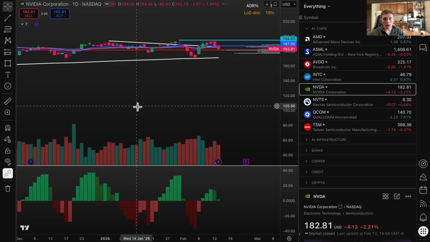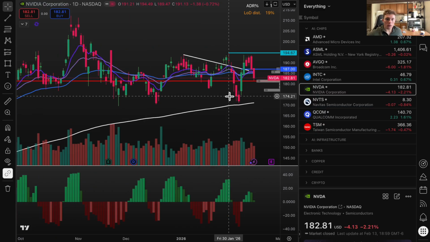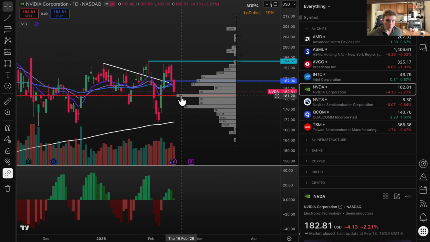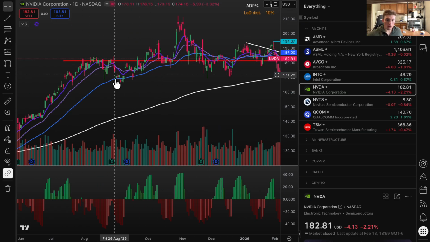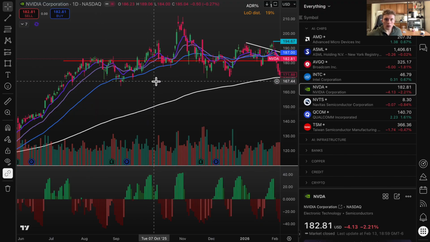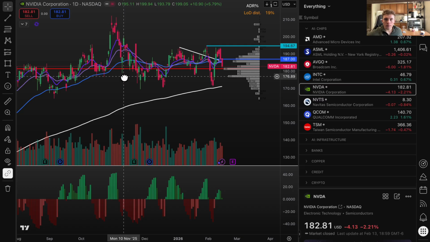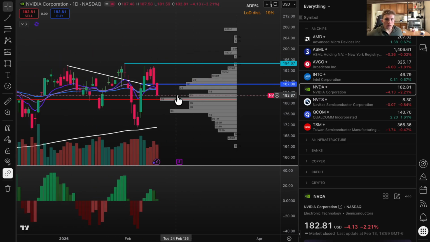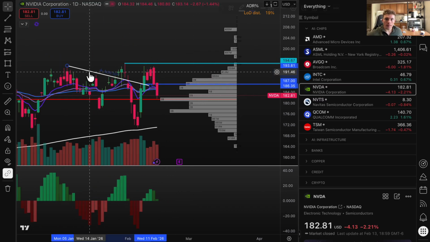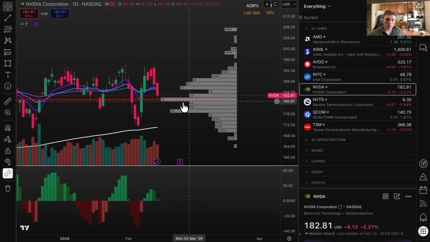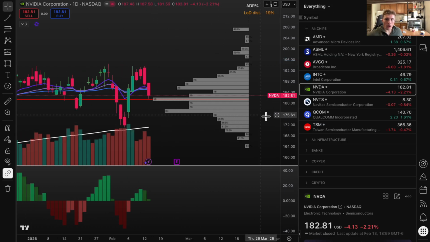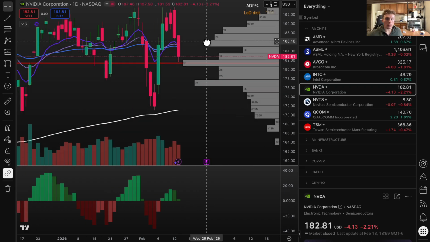So in terms of a setup, I just like using the volume levels. So this is a point of control. It's the price where it's a lot of trading. You can see kind of consolidation here, here, here, here. And see, we kind of bounced here. So like you could even play the downside.